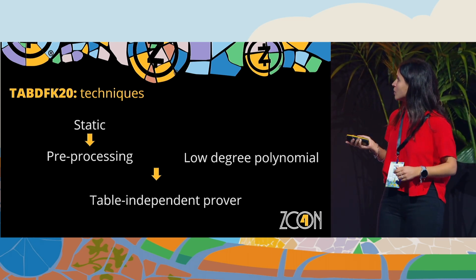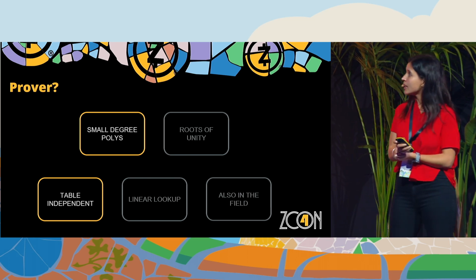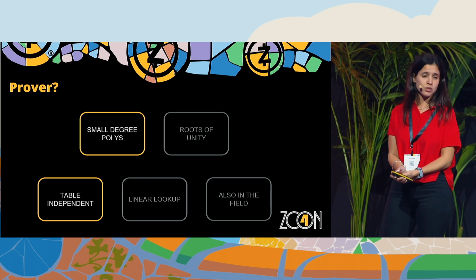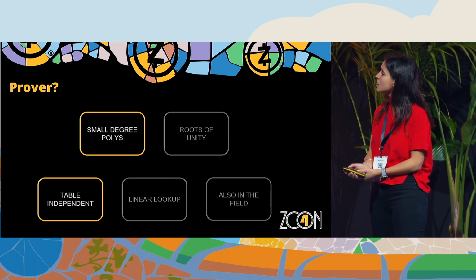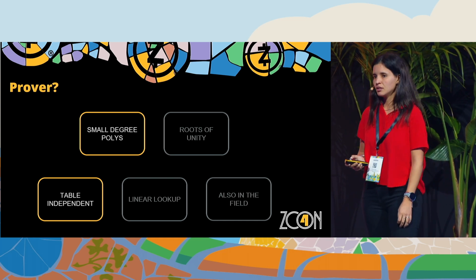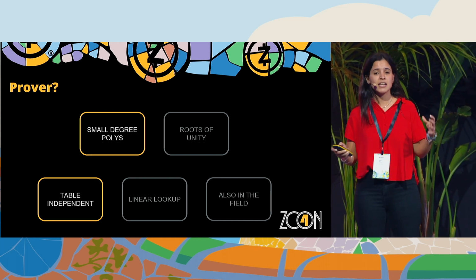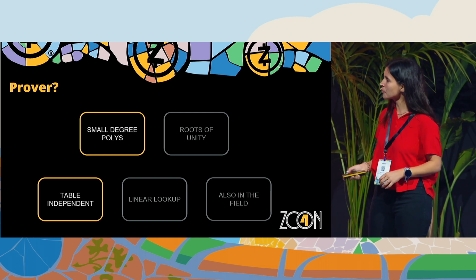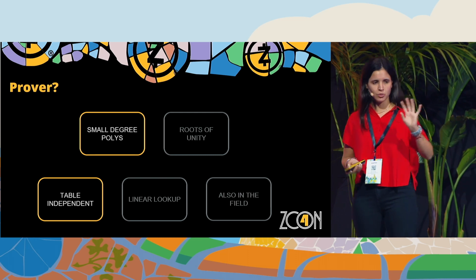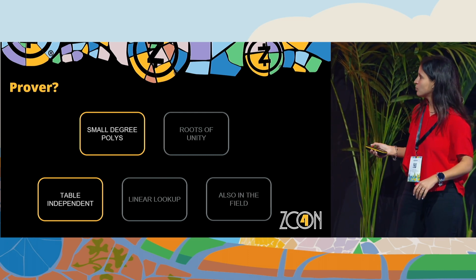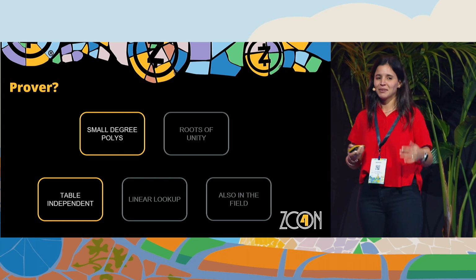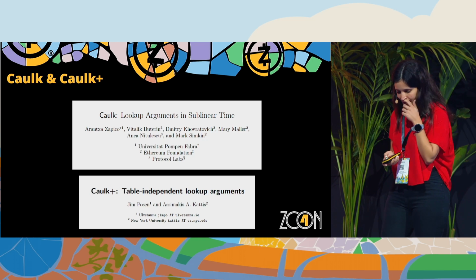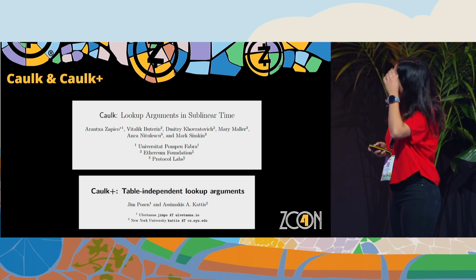So this is what the prover in Zcon4 looks like. It works with small degree polynomials, so that's good. It doesn't work over roots of unity, so it's not very efficient, but it is table independent. For opening a subvector of size m, the prover does work that is linear in m. But it's not a lookup. It's a subvector, so we are not there yet. And well, back then we didn't even care about the prover in the field, I think. So that's far. And then in May last year, we published Caulk.